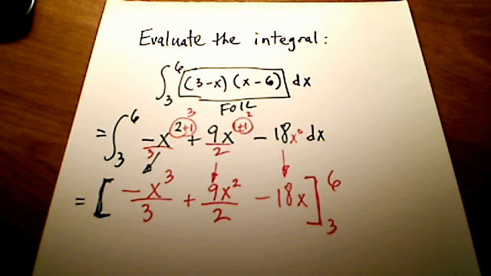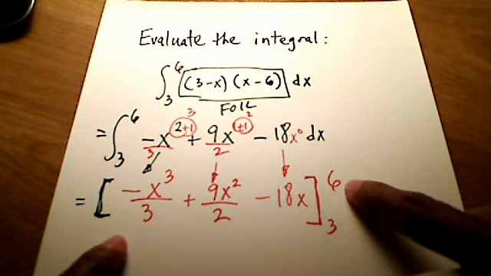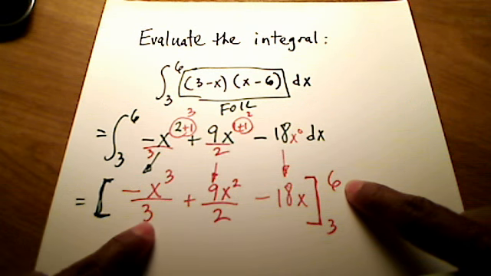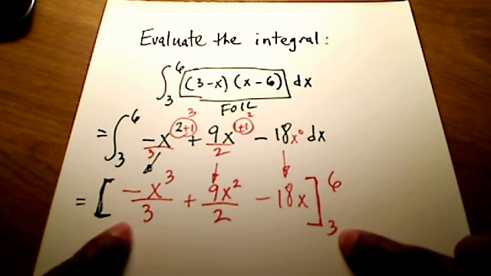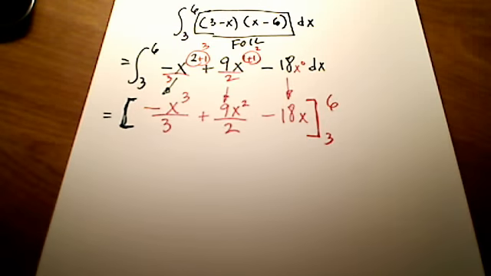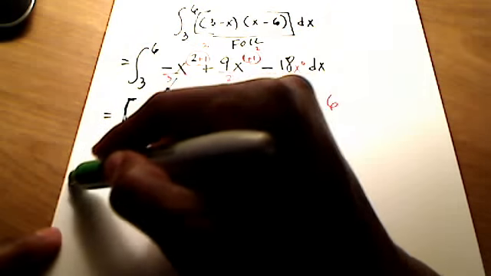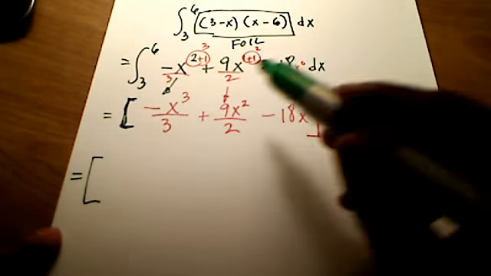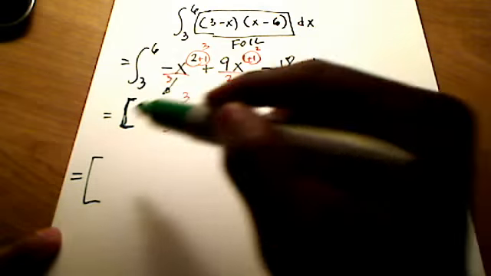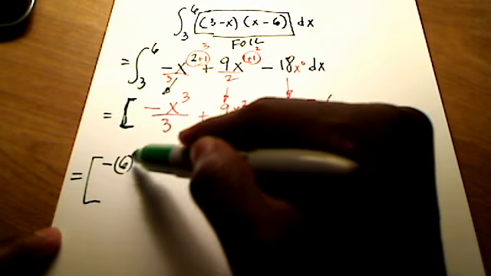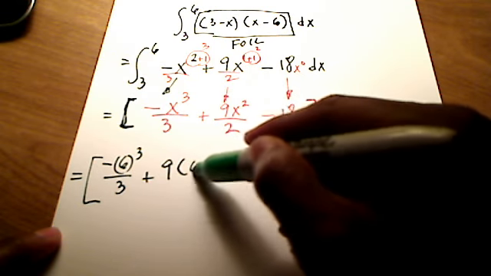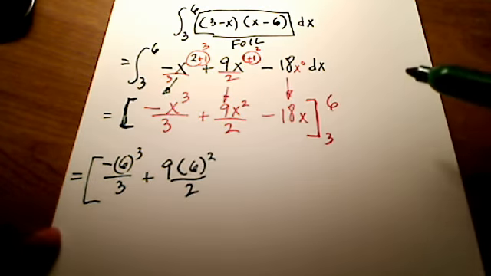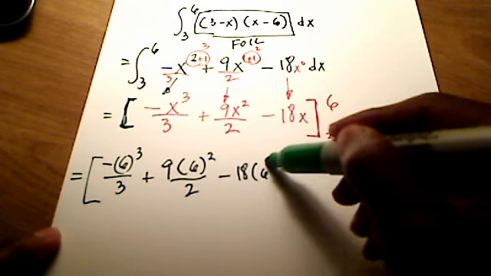Now, the first fundamental theorem of calculus says what we're going to do is plug in 6 everywhere I see an x in this answer, and plug in a 3 everywhere we see an x in this answer, and subtract those two quantities, okay? So here's the setup. Are you ready? All right, everywhere I see an x, I'm going to plug in a 6. That is negative 6 to the third all over 3 plus 9x squared all over 2 minus 18 times 6.